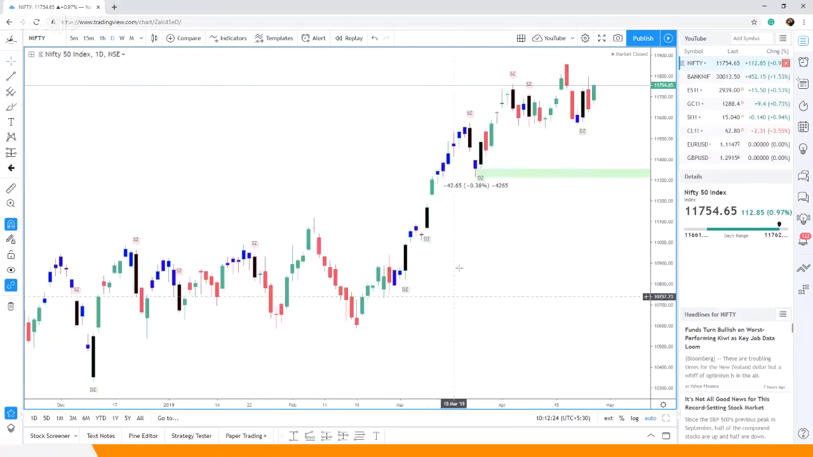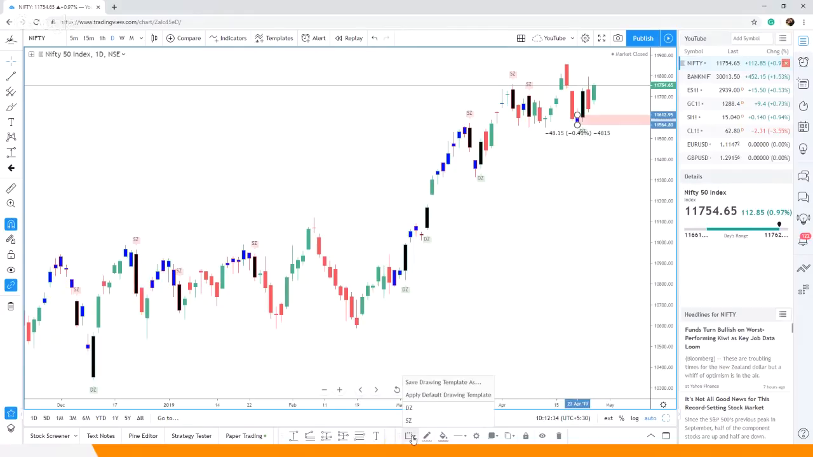Now, if you want to mark a new demand zone, yes, we definitely have a formation of a new demand zone, which is right here. So we can definitely move this one a little higher, which would be here, because now we have a new formation of demand. So let's mark that. Give me a second.